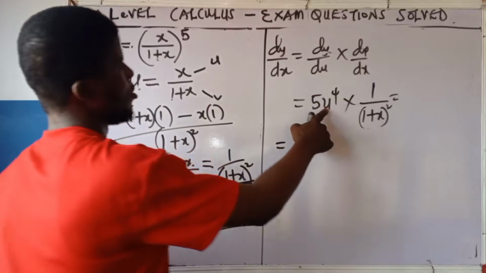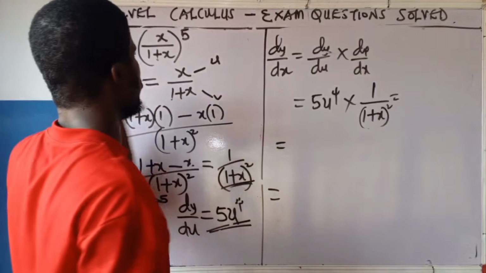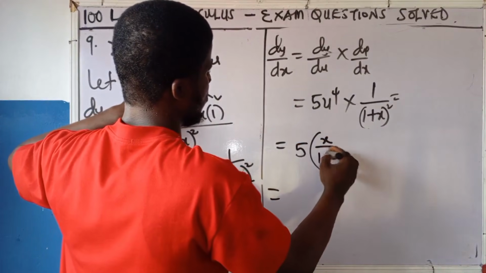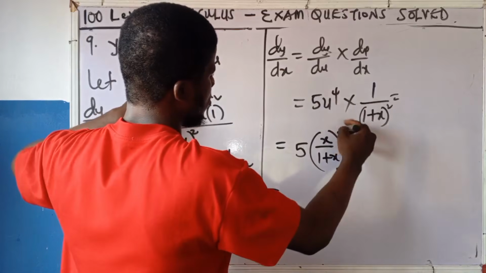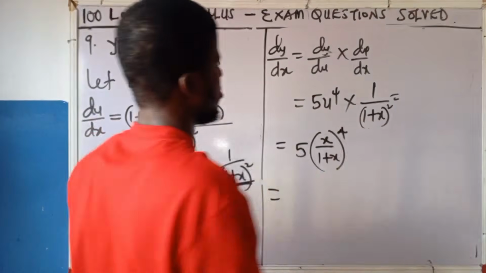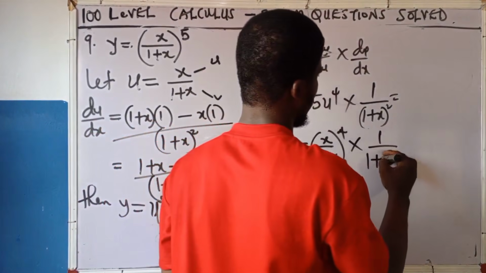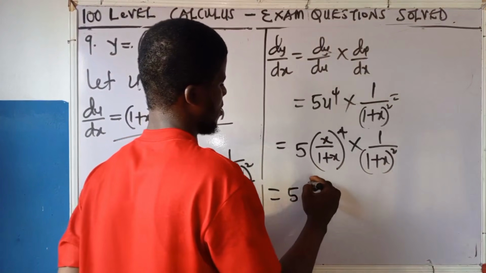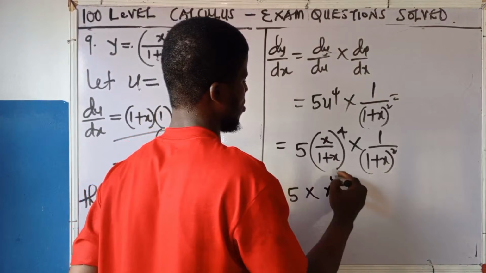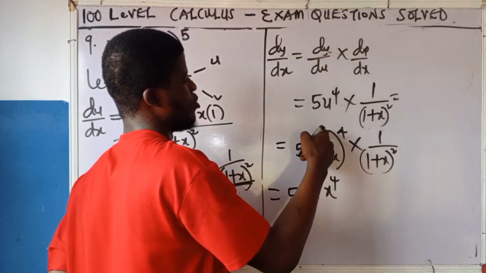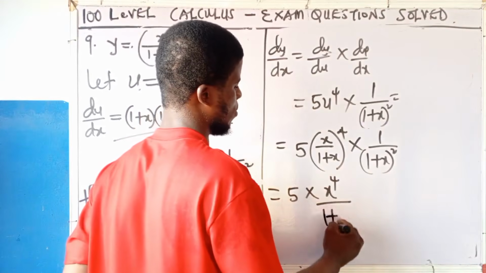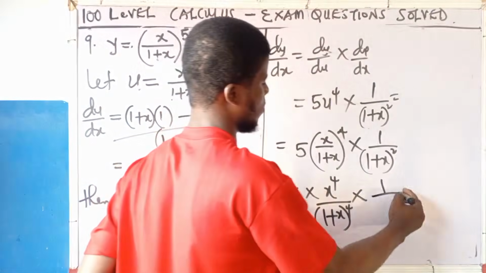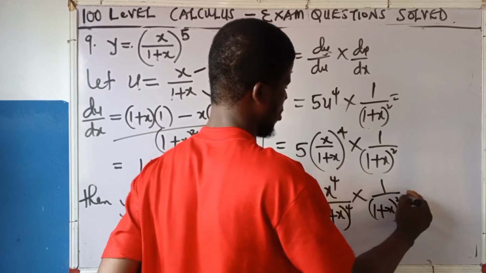So we have, this is u to the power of 4. What is u? u is x over 1 plus x. So let's replace it. x over 1 plus x raised to the power 4. You get it? Times 1 over 1 plus x all squared. Check it out. This is 5 times x raised to the power 4. This 4 here is affecting both the numerator and denominator. So we have 1 plus x all to the 4th power. The same thing you get times 1 over 1 plus x all squared.